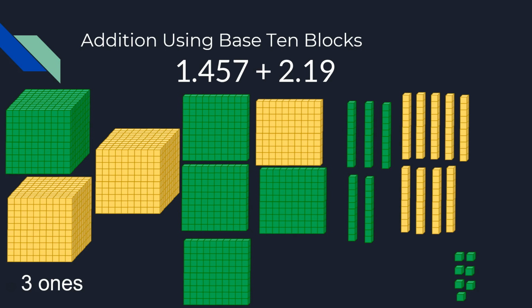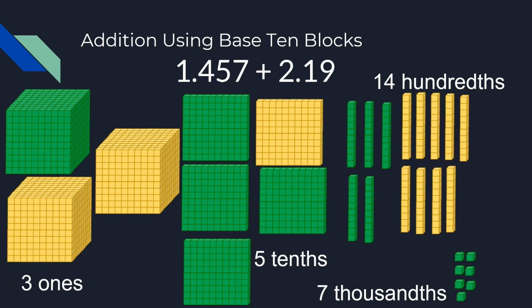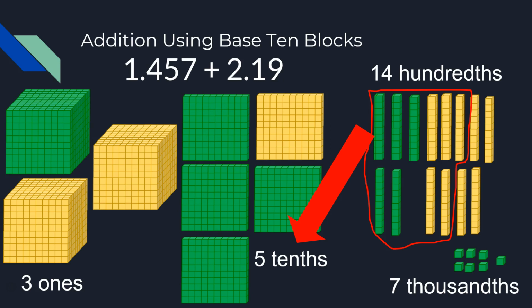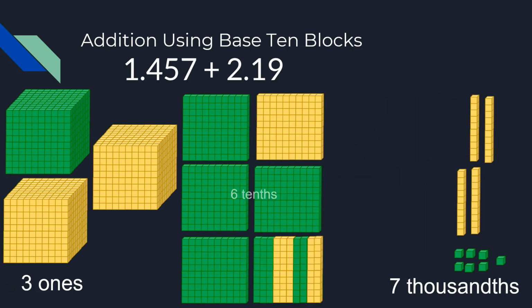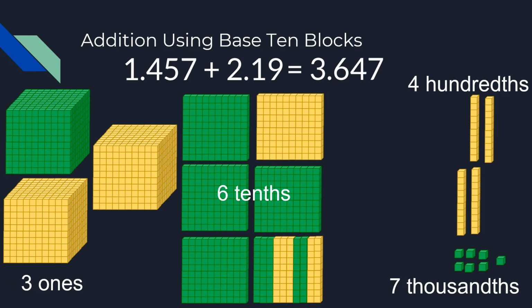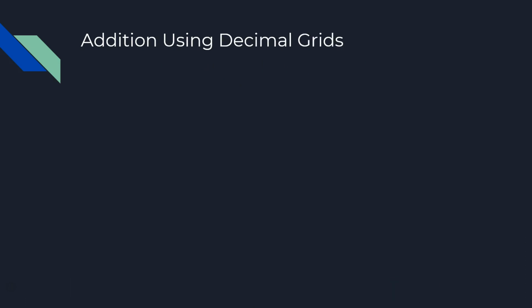Now we have the 3 ones, 5 tenths, 14 hundredths, and 7 thousandths. For the hundredths, we have 14 hundredths, and remember, anytime we have 10, we're going to regroup that into the next place value over. 10 hundredths, and move it over so that we have an extra tenth. Now we have 6 tenths and 4 hundredths. So our total is 3 ones, 6 tenths, 4 hundredths, 7 thousandths. 3 and 647 thousandths.